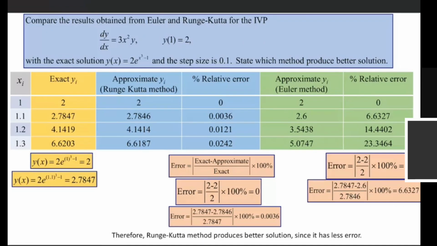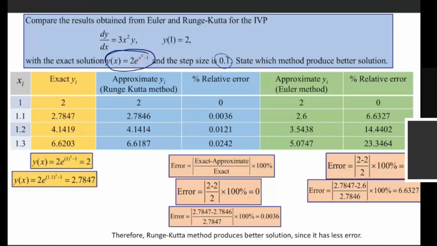6.6187. Okay, we want to compare the results obtained for Euler and also Runge-Kutta with the exact solution. If given an equation like this, this is the exact solution. This is the real solution. And the step size is 0.1. And state which method produces a better solution. Okay, to compare, first you must calculate the exact solution. Here is the column for exact solution. Substitute the value of x here.